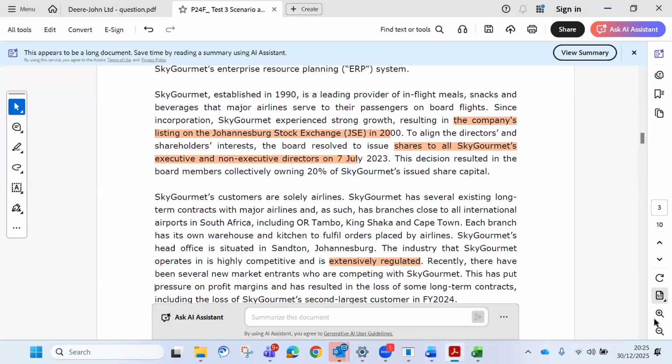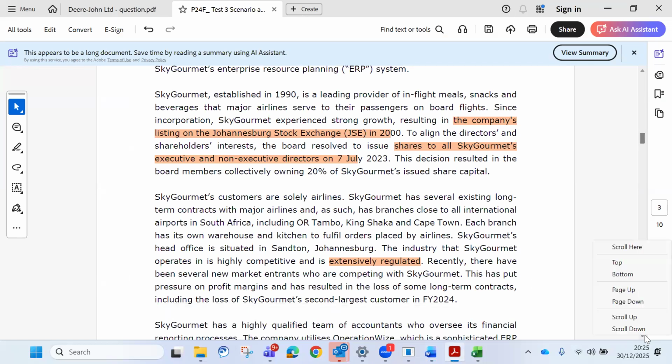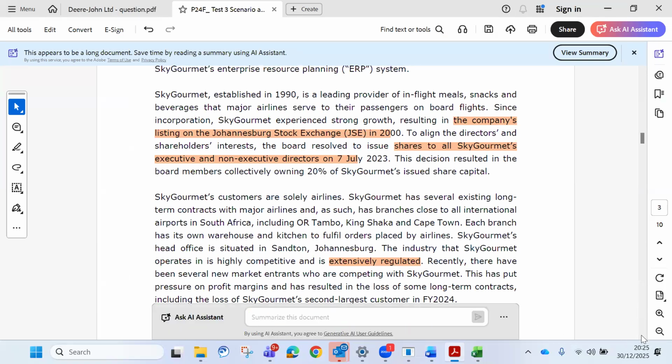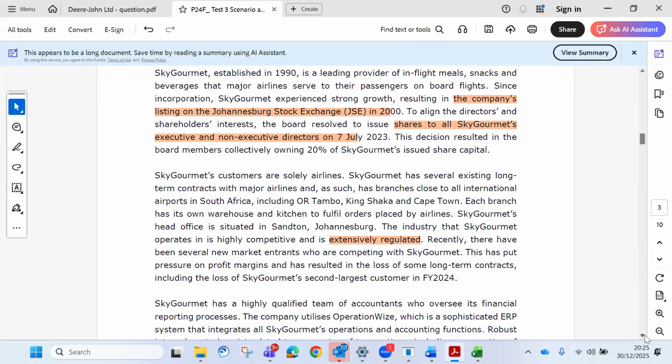Yes. And also there have been several new market entrants. So this is also your competition thing, to say this could be causing my financial distress. Sky Gourmet.